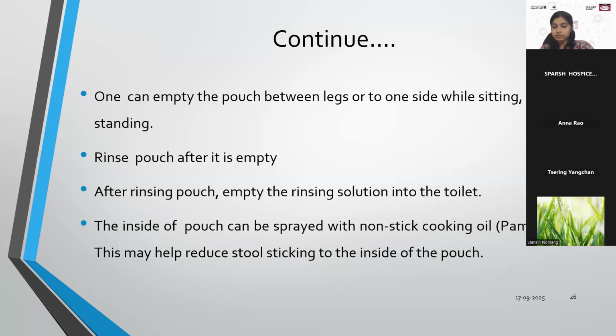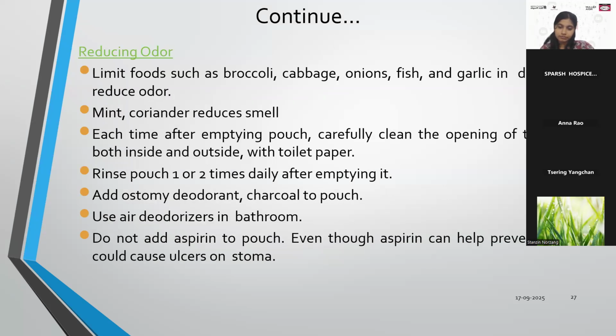Next slide. How to reduce odor. So first comes the diet. Instruct patient not to take gas forming diet, and some of the diet gives rise to pungent smell of gas, like onion, fish, garlic. Broccoli and cabbage also give rise to a lot of gas. So this will reduce amount of gas and odor also. Mint and coriander will reduce smell, so you can encourage them to take such additions in their diet.